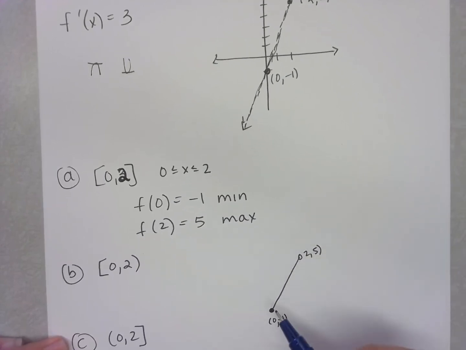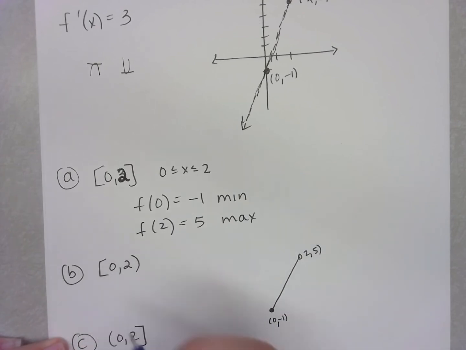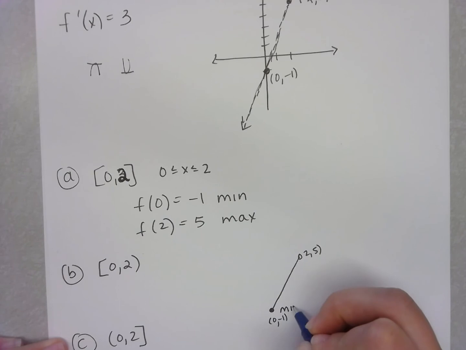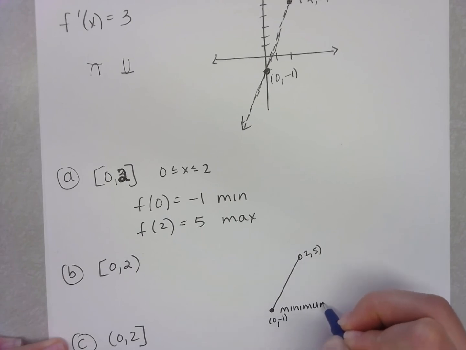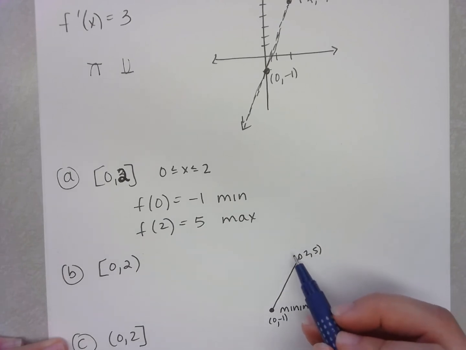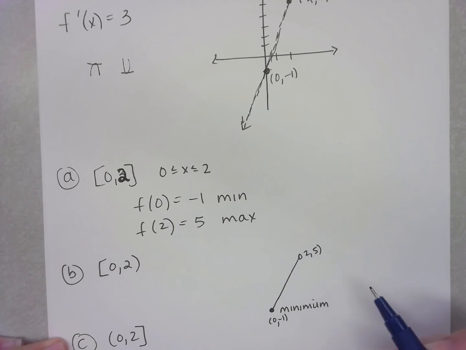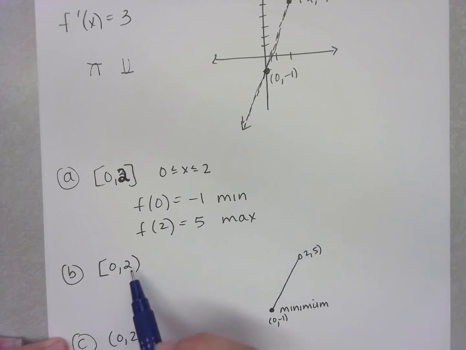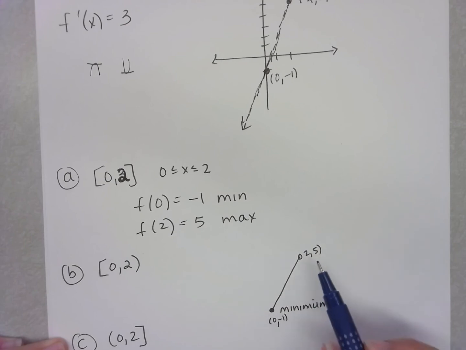So this is just a little snapshot of it. Based upon this picture, I am going to have a minimum, right? This will be my minimum, but I don't have a maximum because the biggest point comes here, but it's not included. So this one, where we're not including the 2, has a min but no max.